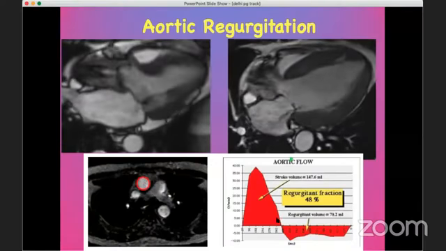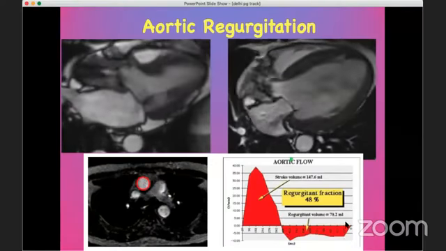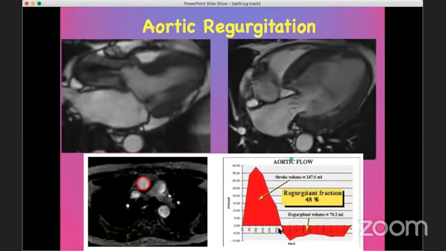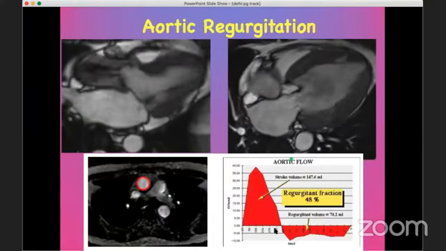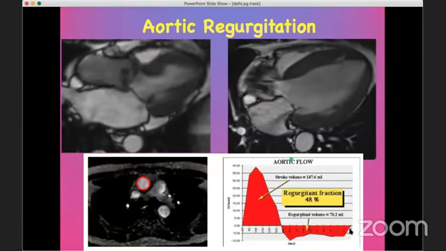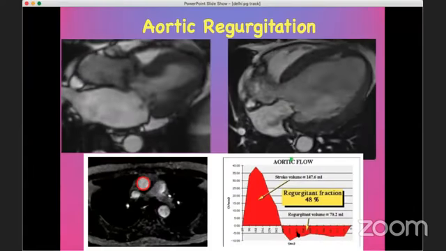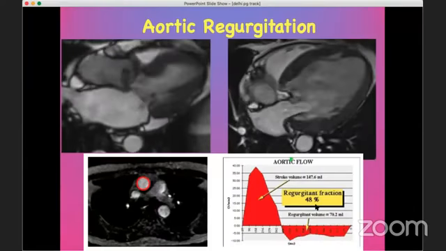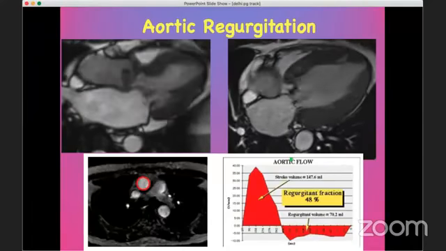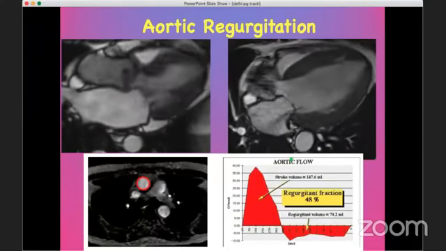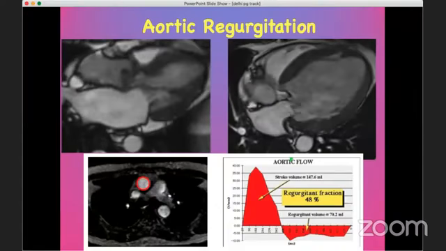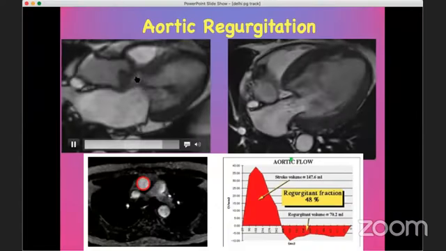And this is the kind of graph that we get on the software, that the patient has a forward flow of 147.6 ml, but it also has a regurgitant volume of 70 ml in diastole, and therefore the regurgitant fraction is 48%. And we know from echo that anything more than 45% is basically severe aortic regurgitation. And this is the cine of the same patient.